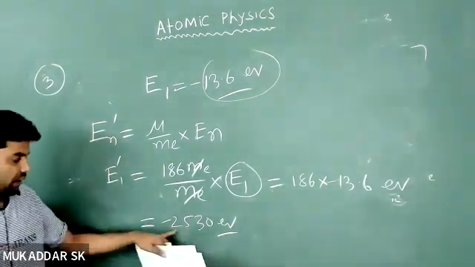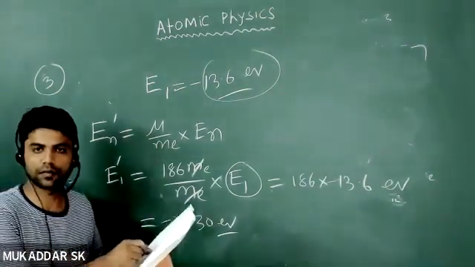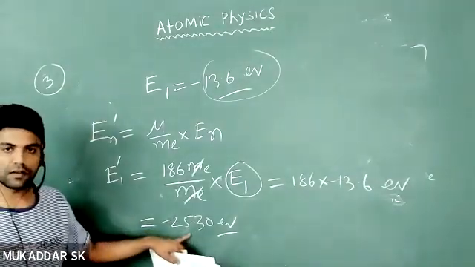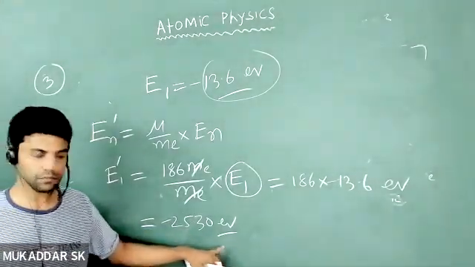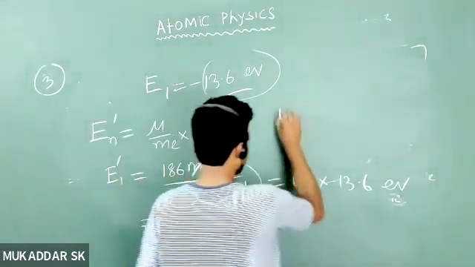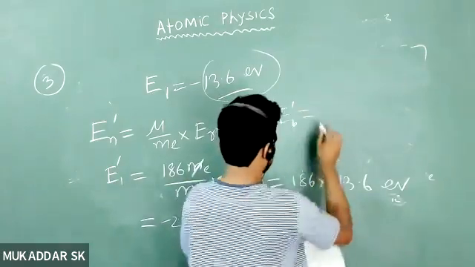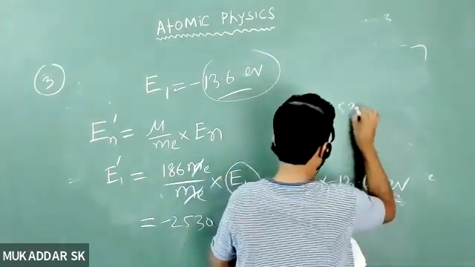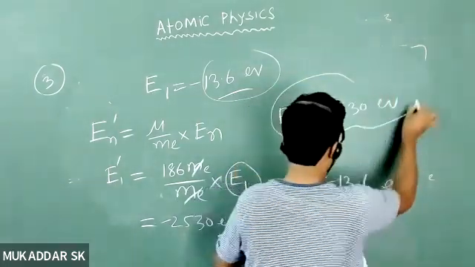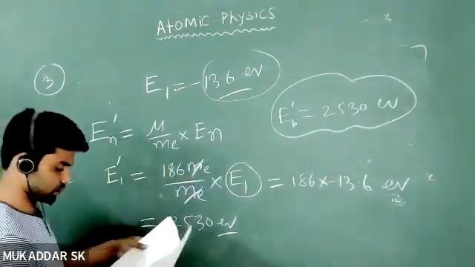To make it free, or to remove this muonic particle from this orbit, you need this much energy, plus 2530 electron volt. So that's why the binding energy of this particle will be EV dash, you can say, and that will be 2530 electron volt. So your correct option is C.